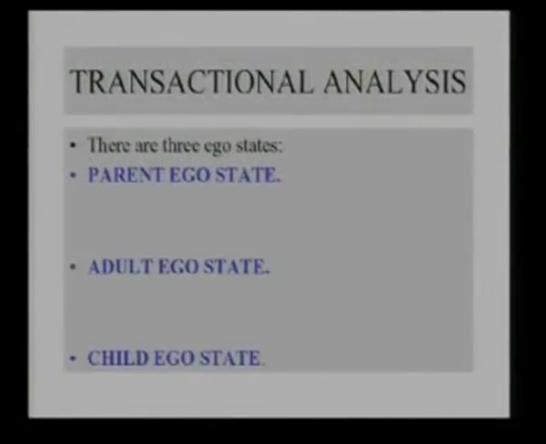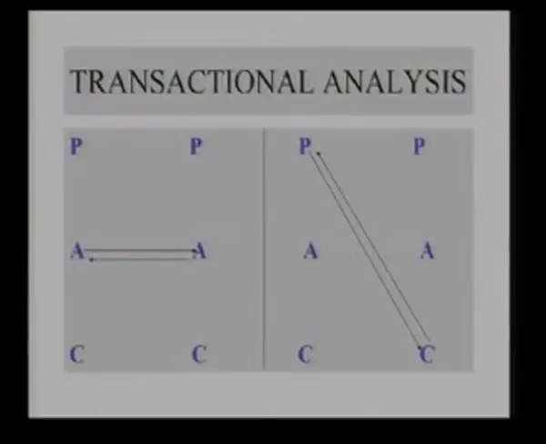So, in here we have seen three ego states: the parent, adult and child, that I have just now discussed with you. These are, of course, the transactions.